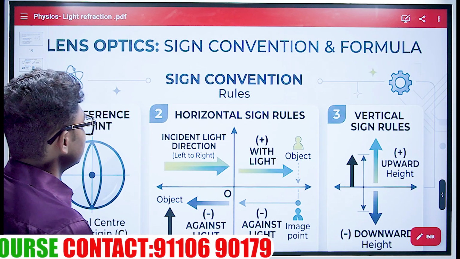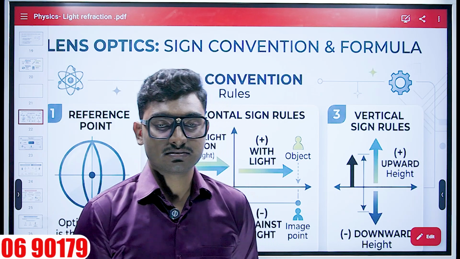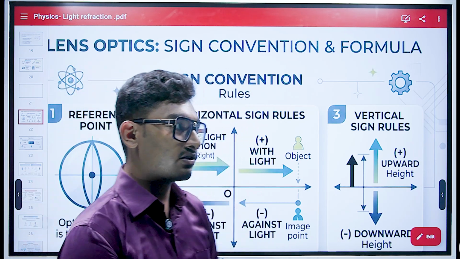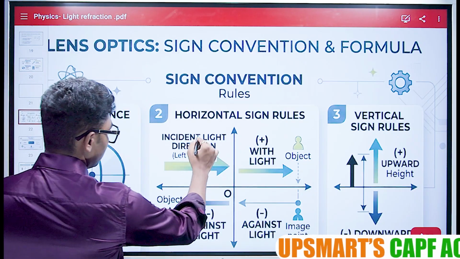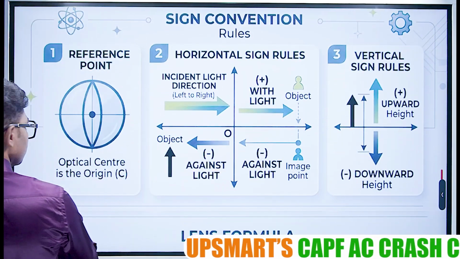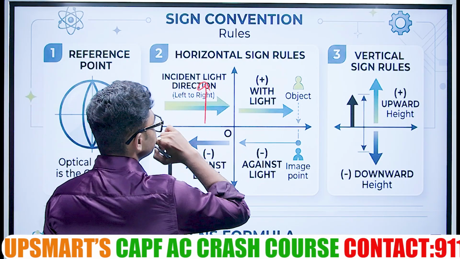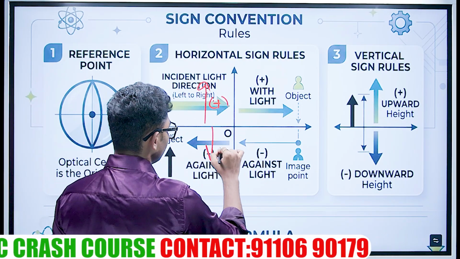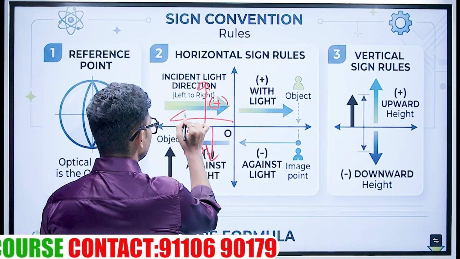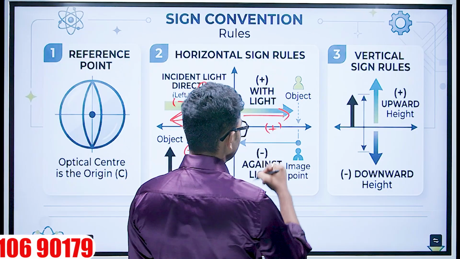Next comes the sign convention. We have seen the sign convention in the mirrors, concave mirror. The same sign convention follows here. Upside, when the object and image are towards up, it's positive. When downwards, it is negative. Towards left, it is negative. Towards right, it is positive.